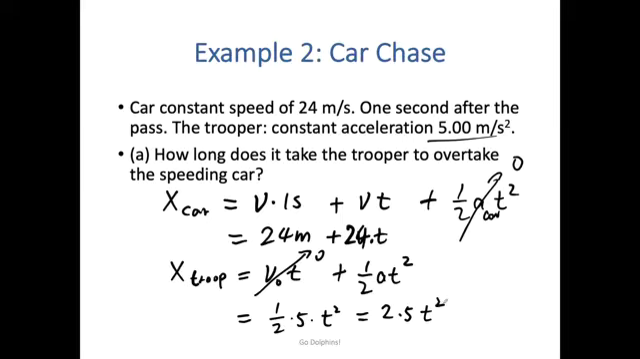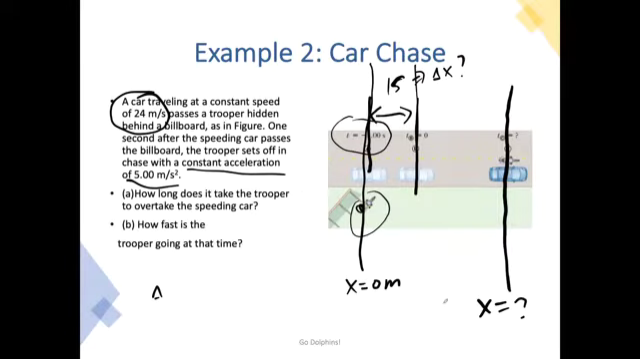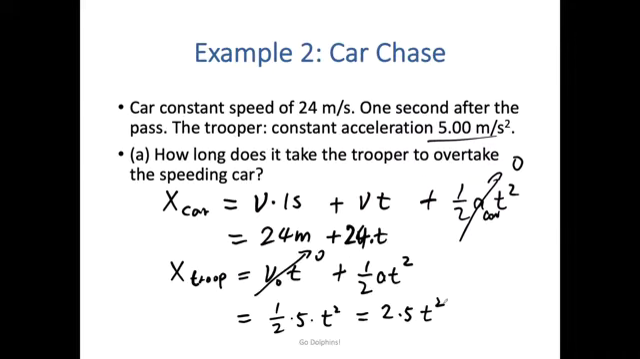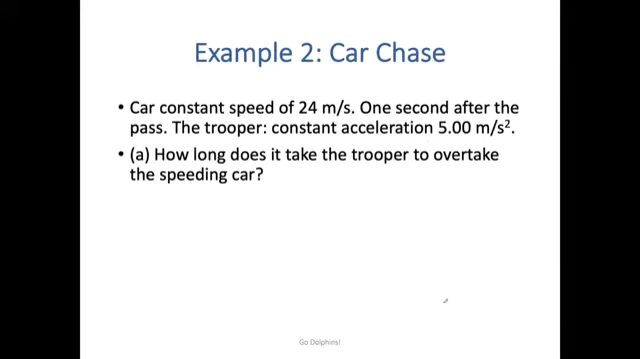Now we're looking for the time that the police car catches up with the speeder. So their positions are the same. So we can add the t that we are looking for. The position of the car is the same as the position of the trooper. So we can build the equation. At this time, the position of the car equals the position of the trooper.